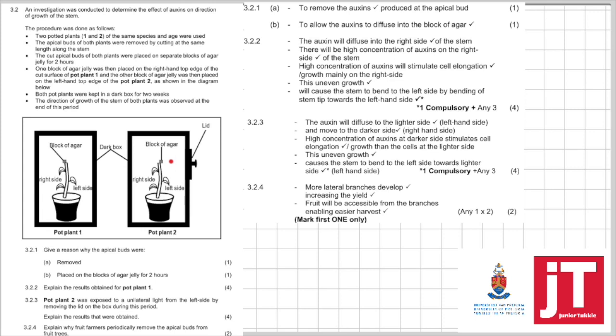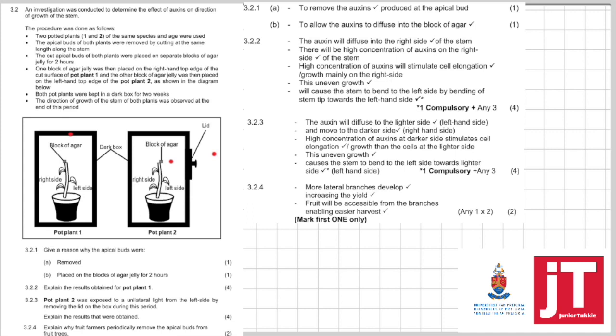1 block of agar jelly was then placed on the right-hand top edge of the cut surface of pot plant 1, and the other block of agar jelly was then placed on the top left-hand top edge of pot plant 2, as shown in the diagram. So you can see that here. Both plants were kept in the dark box for 2 weeks. The direction of growth of the stem of both plants were observed at the end of this period.